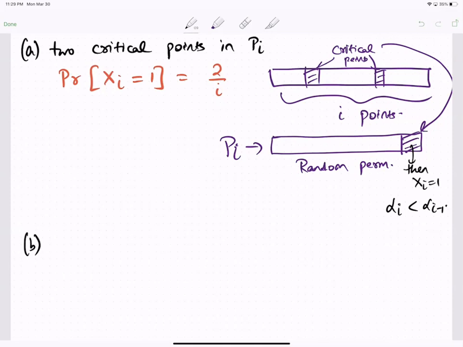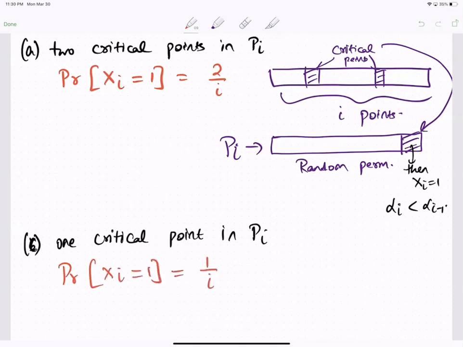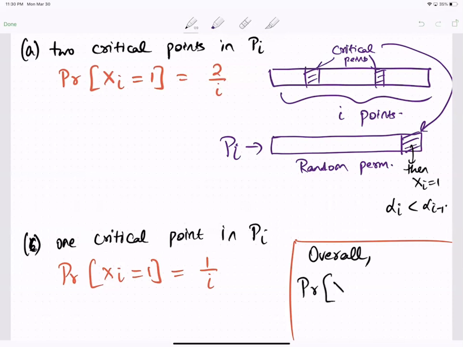Now there was one more case. There is one critical point. Again, by the same argument, the probability of xi equal to 1 will be 1 over I, because there's only one critical point this time, right? So overall, it's safe to claim that the probability of xi equal to 1 will be bounded by 2 over I, right?